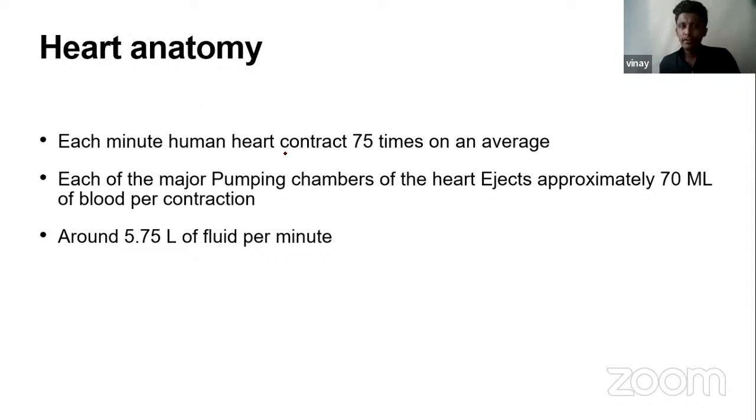Okay, so on an average a human heart beats around 75 times in a minute. And if you see, for every beat, your heart pumps around 70 ml or 70 milliliters of blood. So in 1 minute you have around 5.5 liters of blood that is pumped away from your heart. Now, where is your heart located?